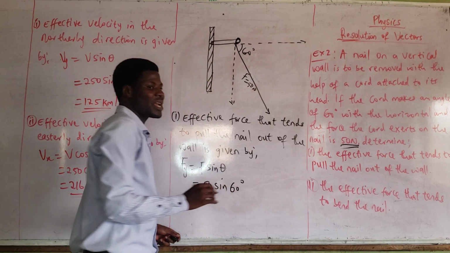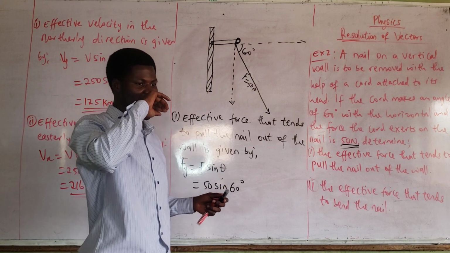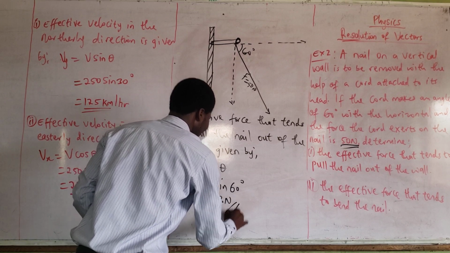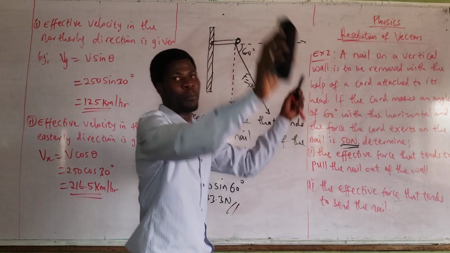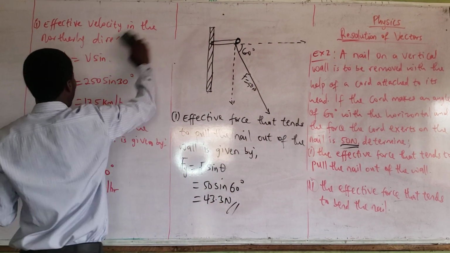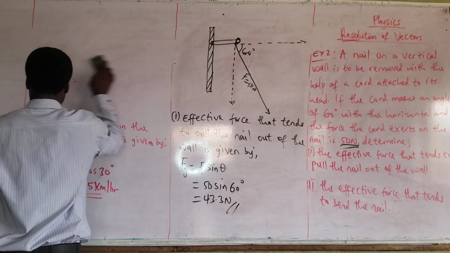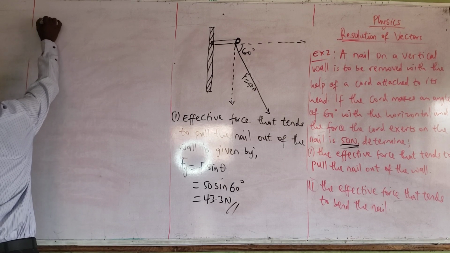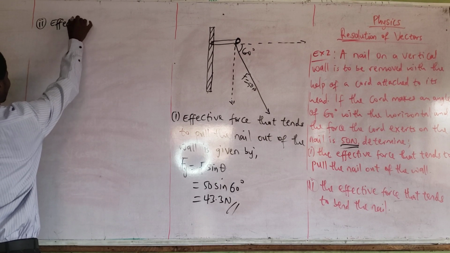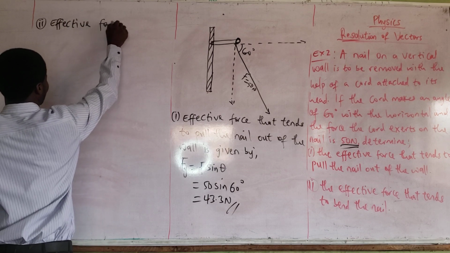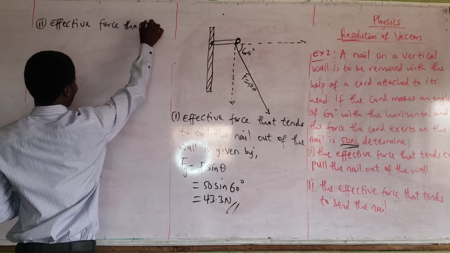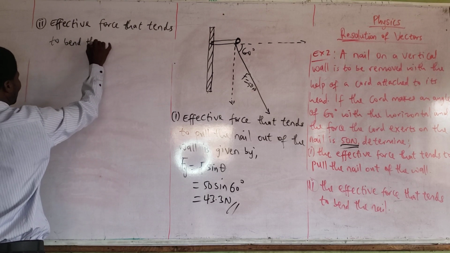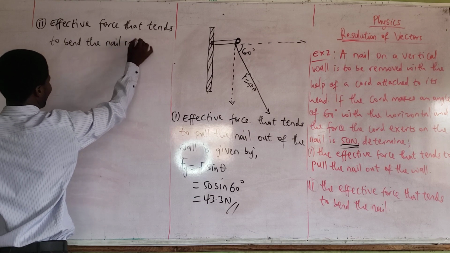So 50 sine 60 will give us what? 50 sine 60 is 43.30 Newton. That is the effective force that tends to pull the nail out of the wall. And the second one says, the effective force that tends to bend the nail is given by.